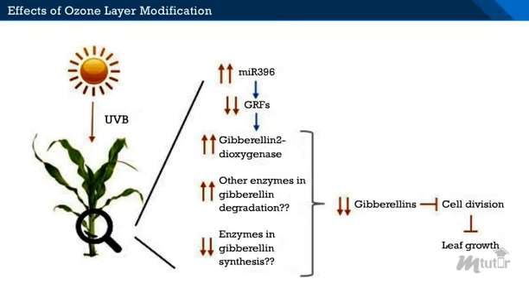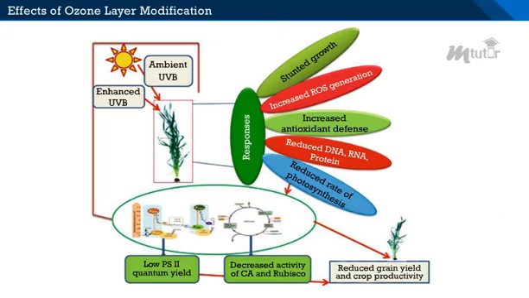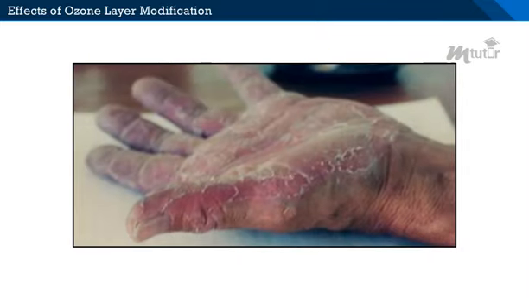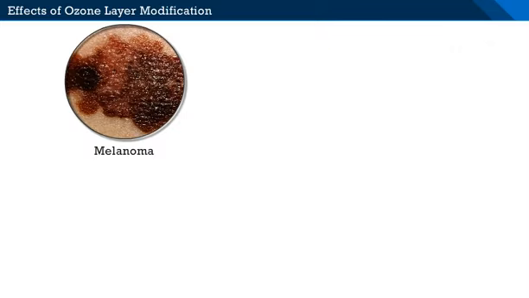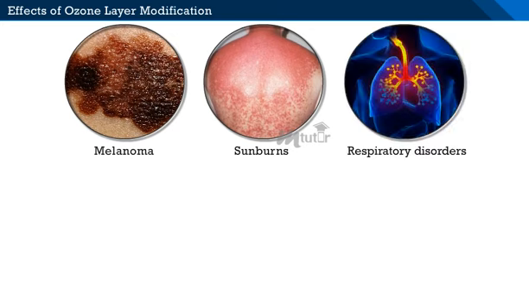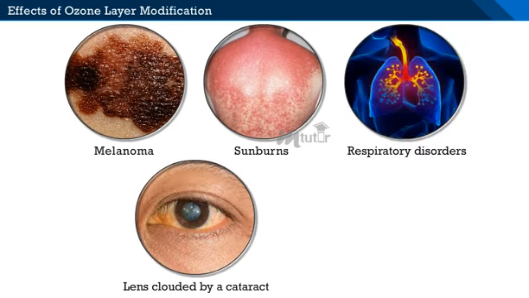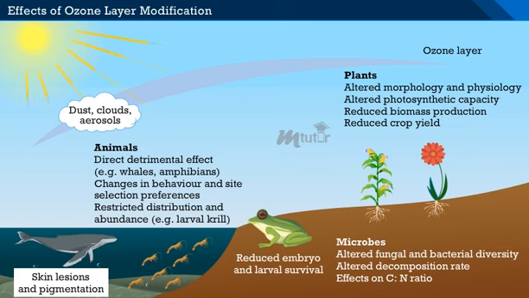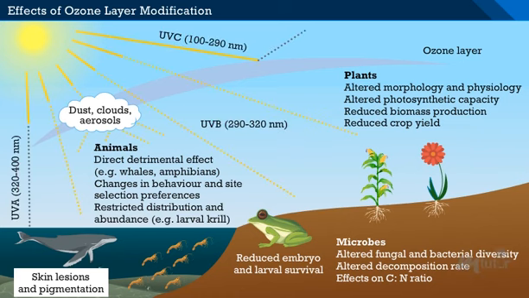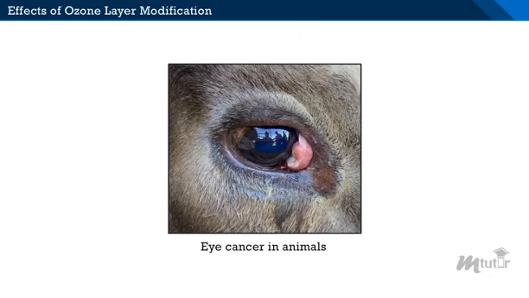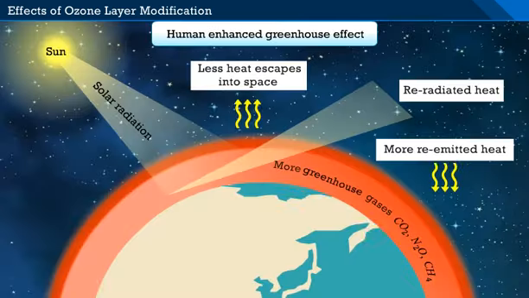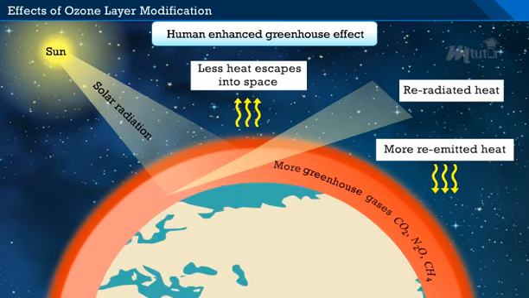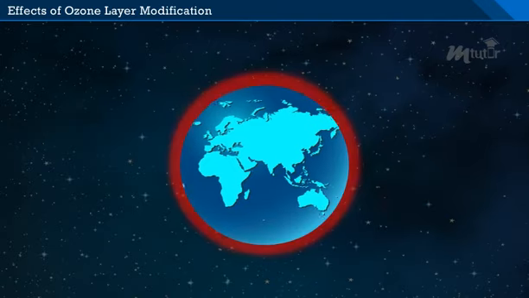The ultraviolet B radiation reduces photosynthesis, stunts growth, and reduces yield and crop productivity. It also causes mutations in human skin, resulting in melanoma, more sunburns, respiratory problems, and even cataracts, and eye cancer. It also has an impact on terrestrial and aquatic habitats by reducing reproductive capacity, and it causes eye cancer in animals. In addition, increasing the greenhouse effect contributes to global warming.